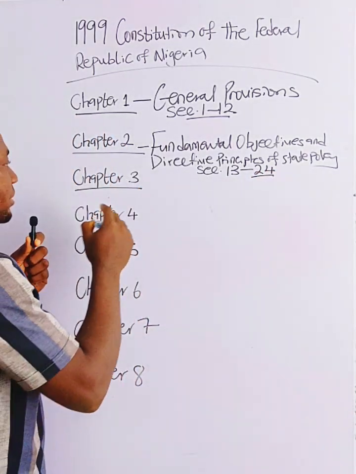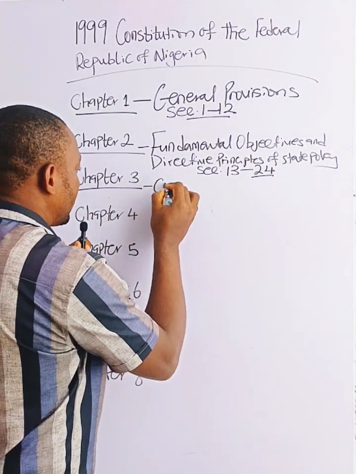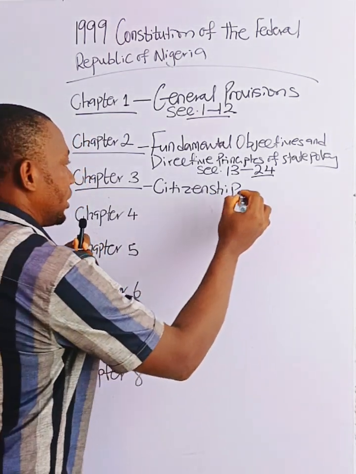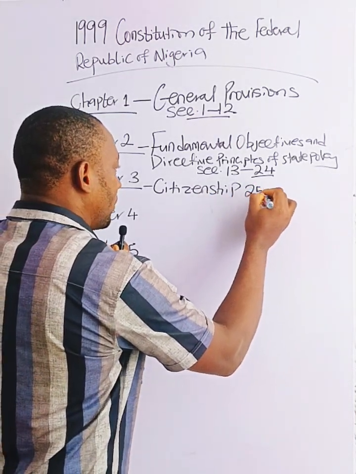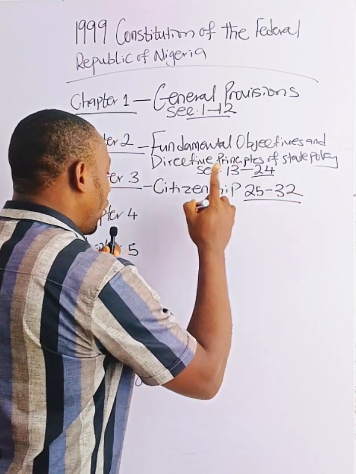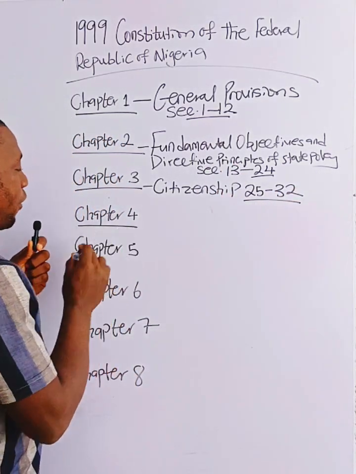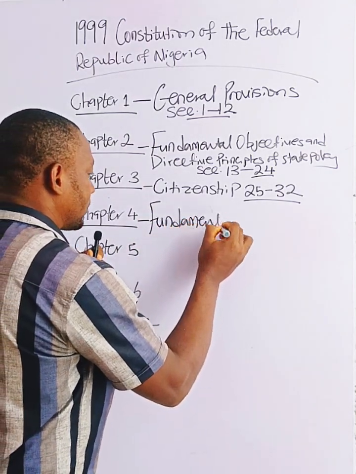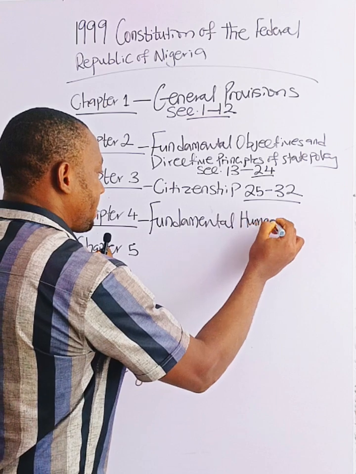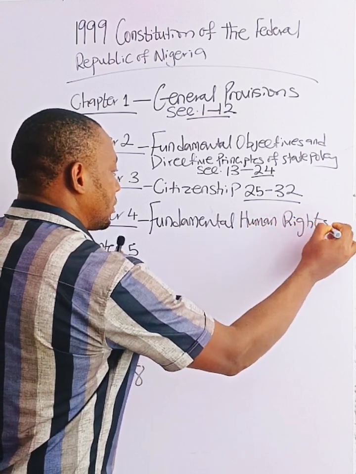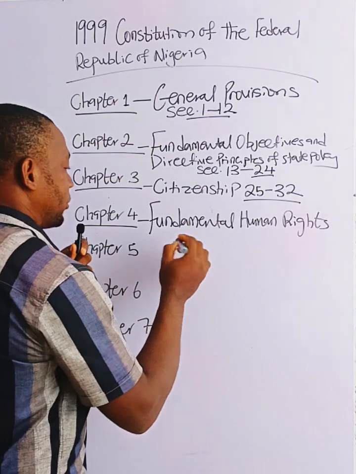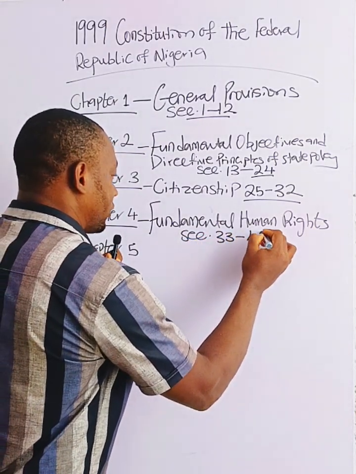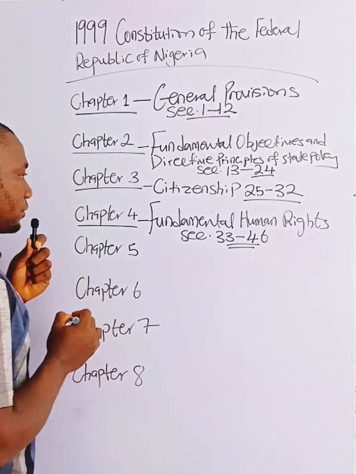Chapter 3. Chapter 3 talks about citizenship. And this is between section 25 to section 32 of the Constitution. Chapter 4 talks about fundamental human rights. Fundamental human what? Rights. That is between section 33 to section 46 of the Constitution.